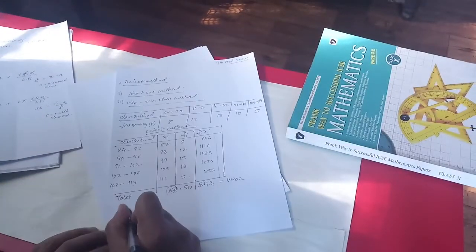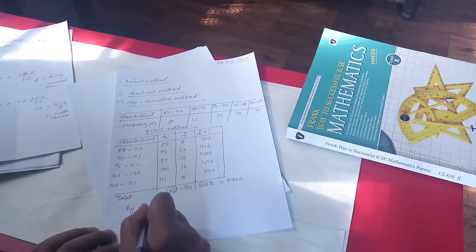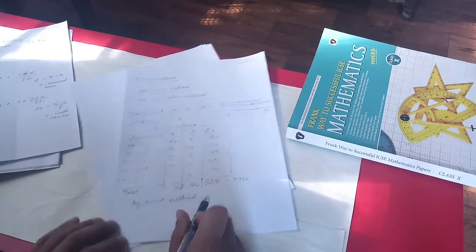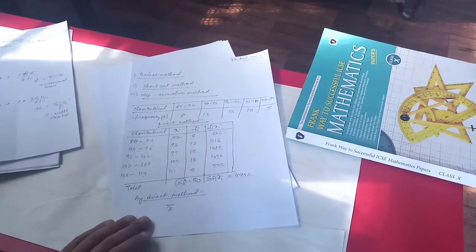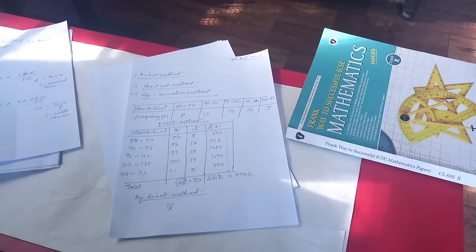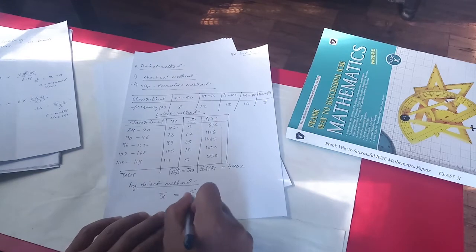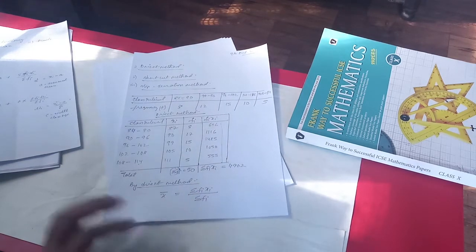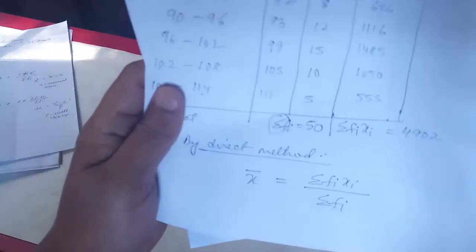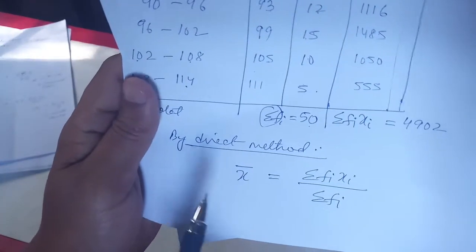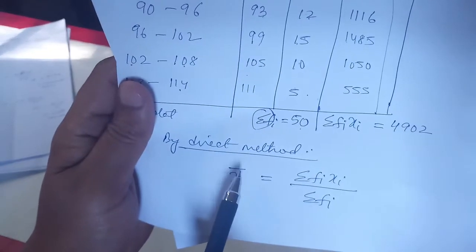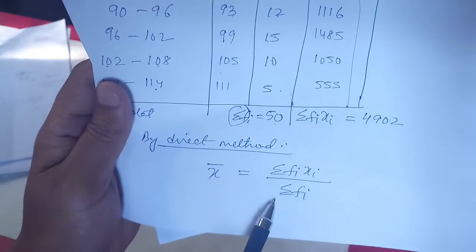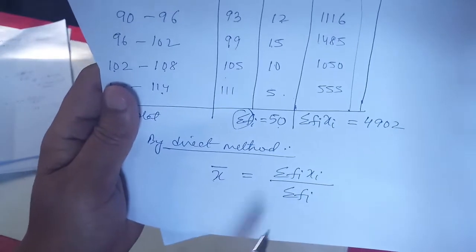Now by direct method, the mean is given by x bar, because mean is the average value of this data, and the formula is summation fi xi divided by summation fi. So this is the formula for the direct method. All of you see that x bar, this bar indicates the mean, equals summation fi xi divided by summation fi. Please learn this formula.